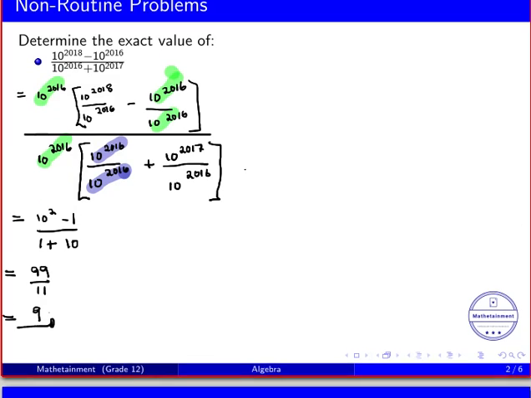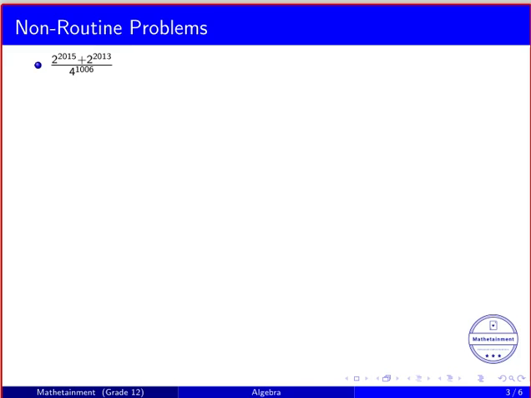Moving forward, here's my second problem. I have (2^2015 plus 2^2013) all over 4^1006. It is going to be difficult for me to solve this problem because I have powers with different bases. So for me to be able to solve this problem, I have to write these powers in a form that will make all bases the same. I have to change 4 and write 4 in terms of 2.